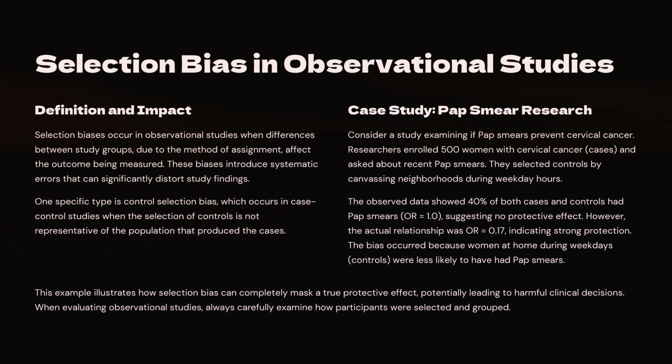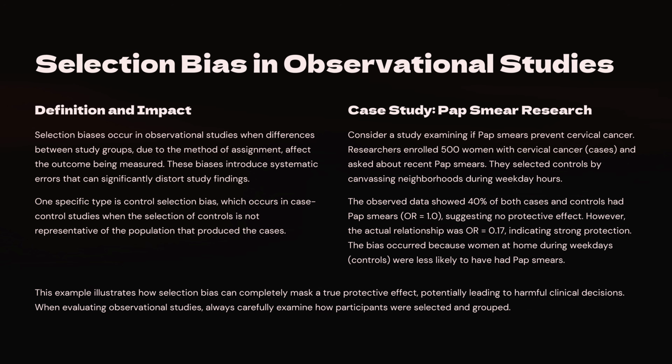And here's the example. With pap smear research, consider a study examining if pap smear prevents cervical cancer. So researchers enrolled 500 women with cervical cancer, those would be the cases, and asked them about recent pap smears. They selected controls by canvassing neighborhoods during the weekday hours. So then the observed data showed 40% of both cases and controls had pap smears. So 1.0 would be the odds ratio, right? So suggesting no difference if you got a pap smear in protecting, or at least identifying, cervical cancer.